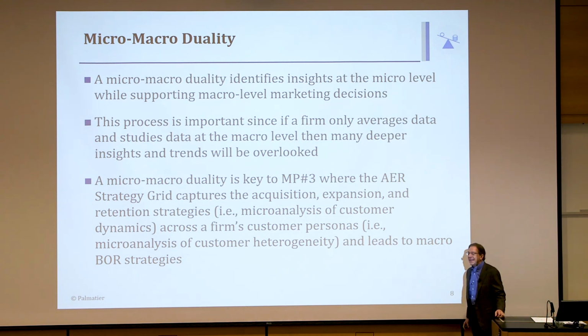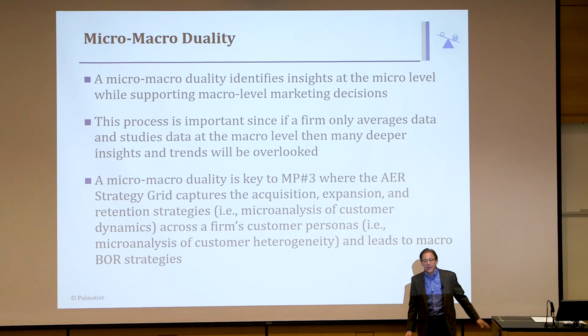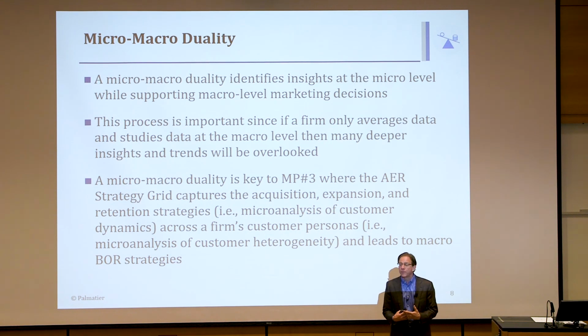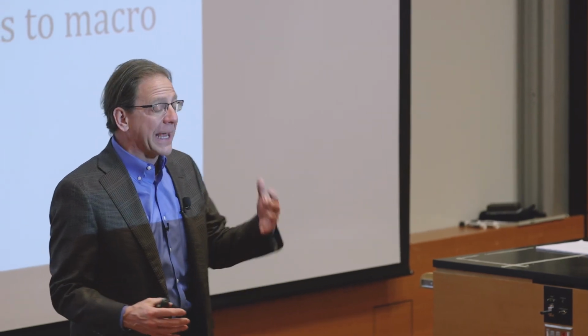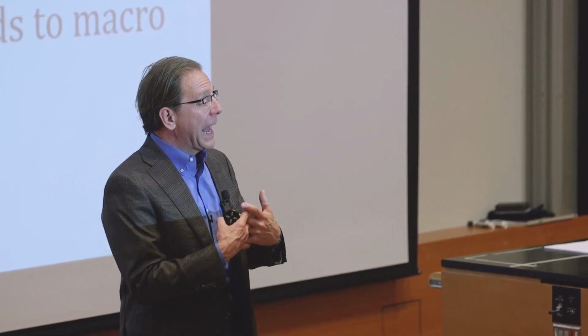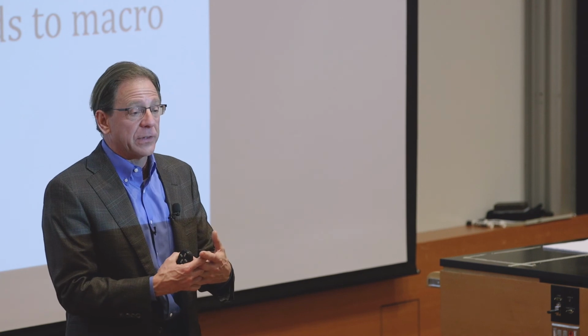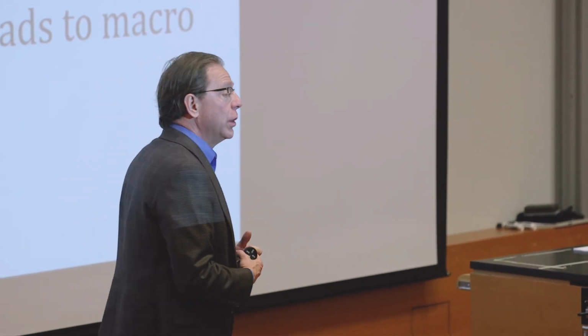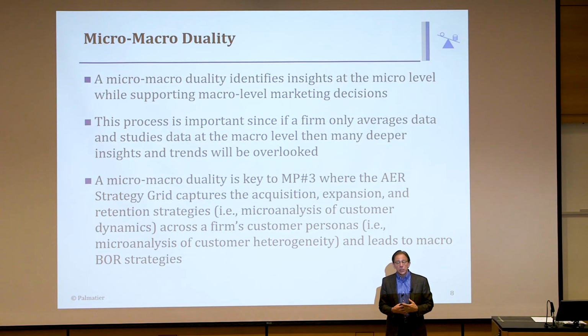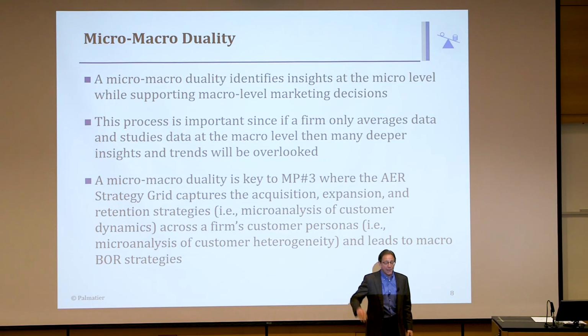When we came up with the AIR strategy grid, what that came out to from our own customer portfolio, we took into account both customer heterogeneity and customer dynamics, and we came up with personas, and we understood what the CLV of each of those personas was across acquisition, expansion, and retention. We fed that into our BOR strategy grid, which told us what we wanted to achieve at a macro level. So that AIR grid is at the micro level, the BOR strategy grid is at the macro level. So the micro-macro connection occurs when you put those two grids together.